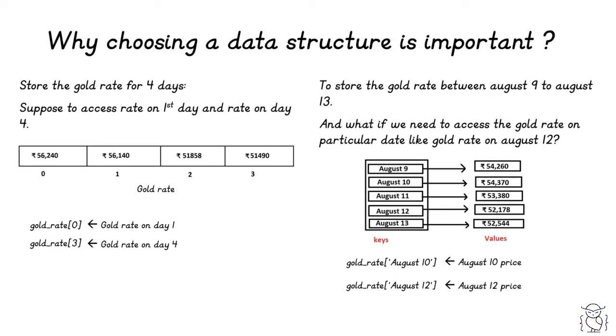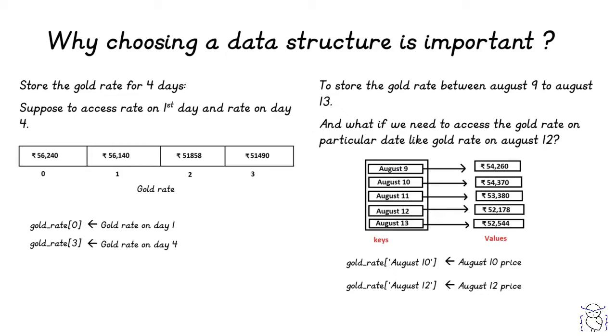Now let's use the same data, but this time we need to access it differently. That is, we need to store the gold rate between August 9 and August 13. And what if we need to access the gold rate on a particular date, that is, on August 12 or August 10? So in this particular case, it is best to use a dictionary, where the key of the dictionary will be the date and the value of the dictionary will be the gold rate. Using this data structure, we can access the information that we needed in an efficient manner.